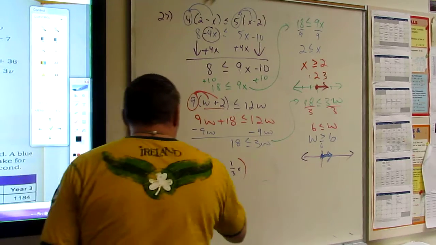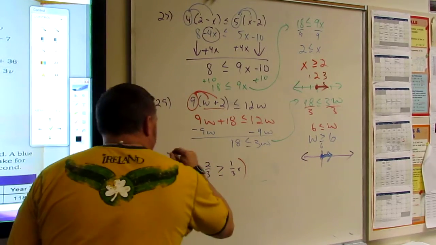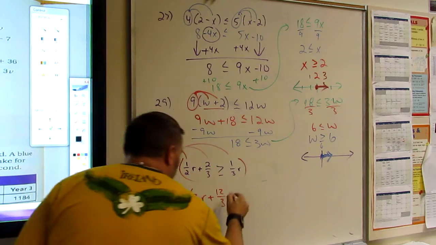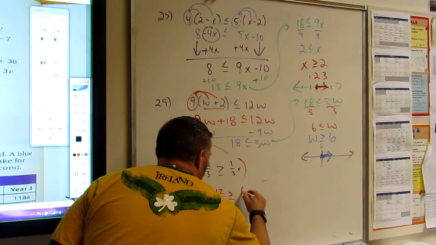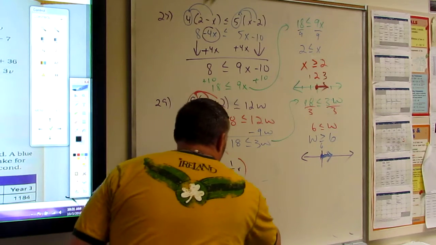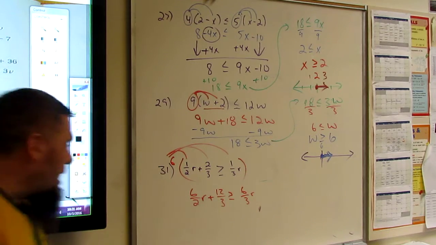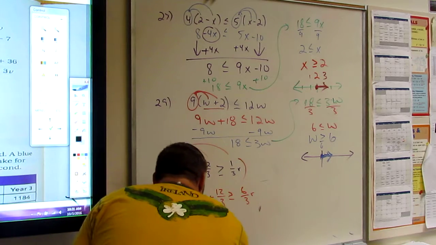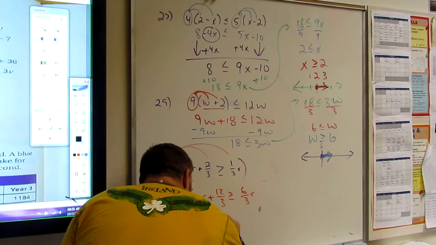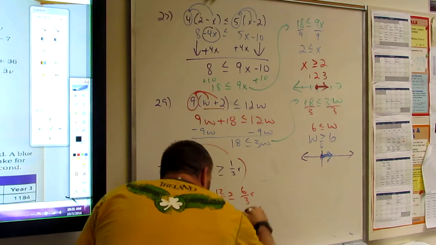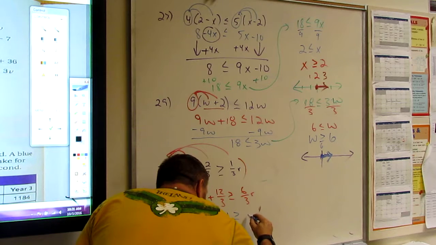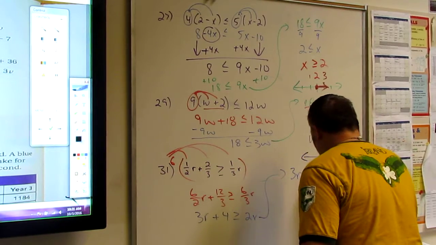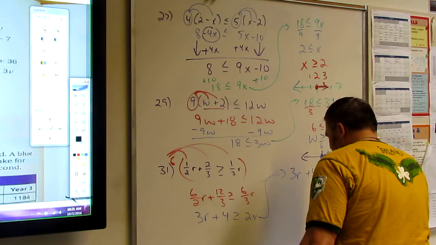Okay? So what's 6 times 1? 6. What's 6 times 2? 12. What's 6 times 1? 6. Okay? Now, I reduce it. How many times is 2 going into 6? 3. How many times is 3 going into 12? 4. And how many times is 3 going into 6? 2. Okay? Now I'm going to bring this up and go 3r plus 4 greater than or equal to 2r.